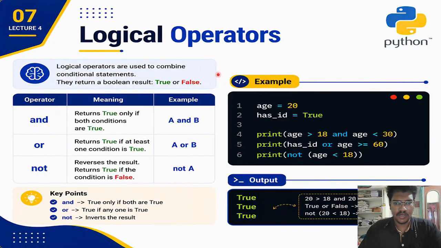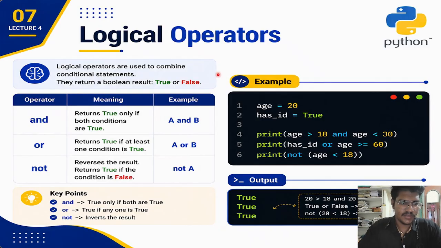Now we are moving into the heart of decision making, which is logical operators. These operators are used to combine conditional statements. They return a Boolean result, true or false. We have three logical operators in Python. The very first is AND. This operator returns true only if both conditions, on its left side and right side, are true. Even if one condition is false, the entire expression becomes false.